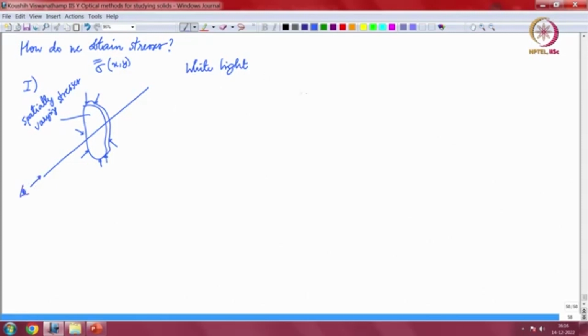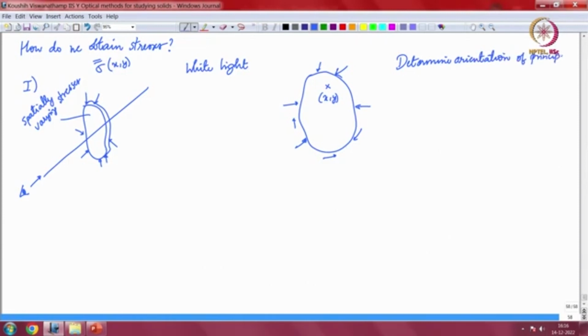So, I will draw along z, let us say my object looks like this, it is 2 dimensional, it has these various loads applied to it, whatever, it is in equilibrium. So, there are stresses inside and there is some point x comma y. Okay. The first step is to determine the orientation of the principal stress directions. Okay, that is the first step.